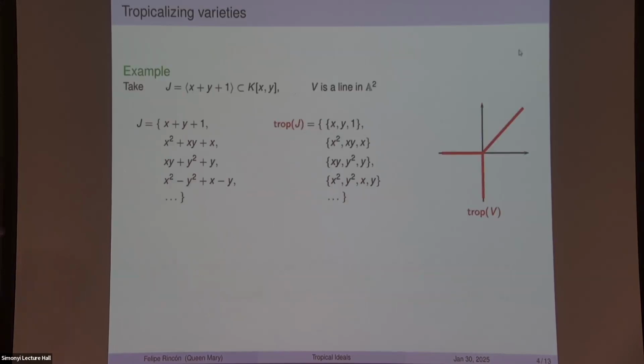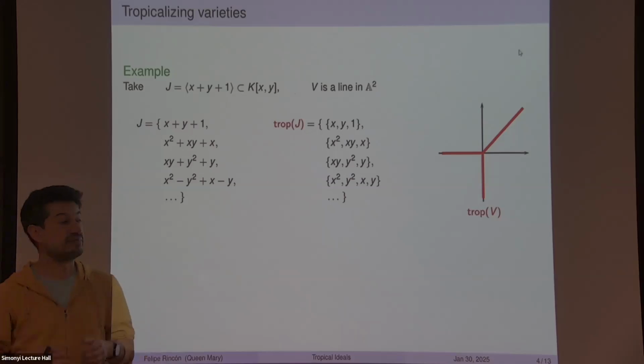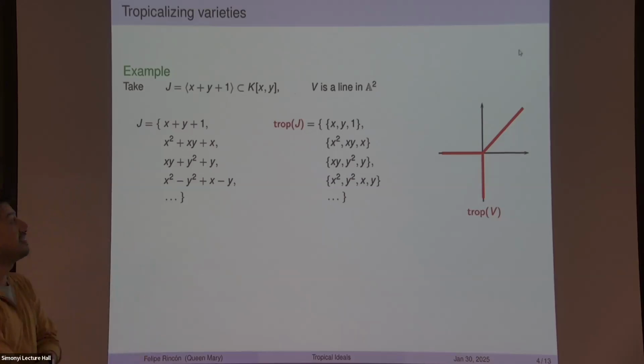Just to be completely clear, and so that you have an example to think about, let's tropicalize a line in the plane. That's the simplest thing we could do. So, for instance, let's take the ideal defined by this linear polynomial in two variables, x plus y plus 1. I'm going to think of it as living in the polynomial ring K, where K is just your favorite field, in two variables x and y.